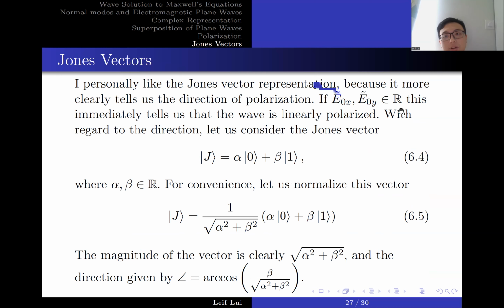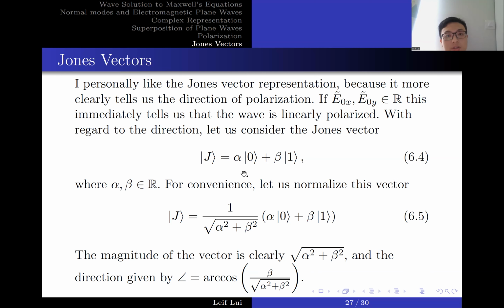So we want to talk about linearly polarized waves. If these two are real, then this immediately tells us that the wave is linearly polarized. With regards to the direction, let us consider the Jones vector as follows, right? For convenience, let us normalize the vector. When we normalize it, we just divide by the magnitude of the vector, so the sum of the squares of the two components, and then we divide by that.